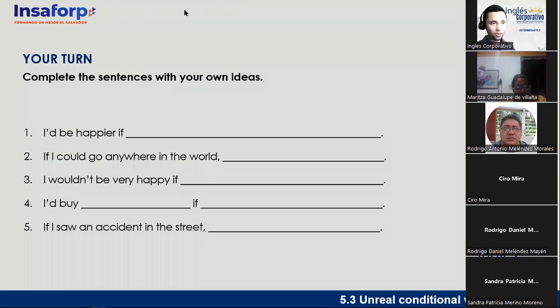So we have 9 participants. We're going to form groups of 3. So here we go. Room 1, Ciro, Rebeca, and Zulma. Room 2, Maritza, Nady, and Rodrigo Daniel. And room 3, Marvin, Rodrigo Antonio, and Sandra Patricia. I'm going to form the breakout rooms now. Everybody, join the groups, and I want you to think together how to complete these sentences. Use your imagination and try to use the correct form of the structure. Here we go.